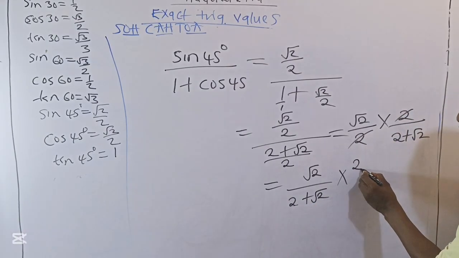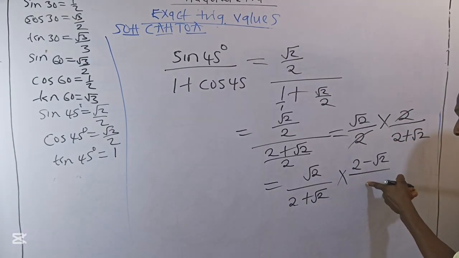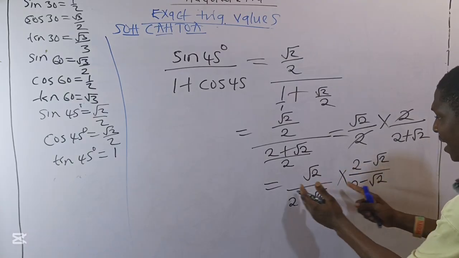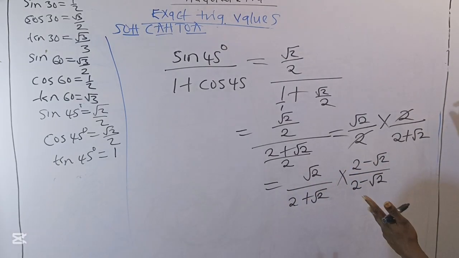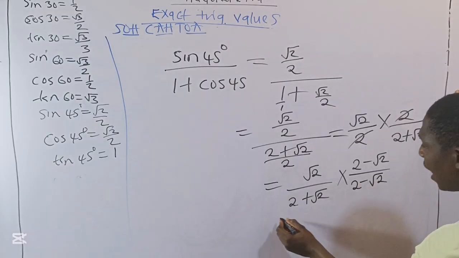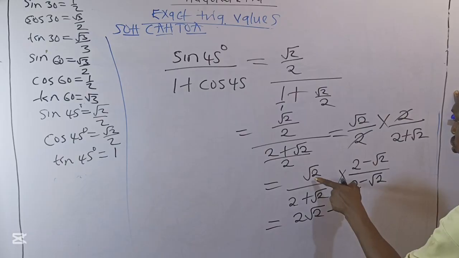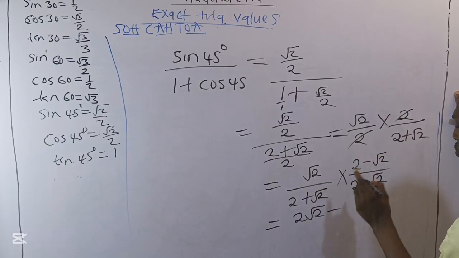So I would have times 2 minus root 2, and I must do the same at the bottom. 2 minus root 2. So that this and these are equal if I cancel out. Now, having this, I will therefore have root 2 times 2 will give me what? 2 root 2. Minus root 2 times root 2 will give you root 4. And square root of 4 is what?